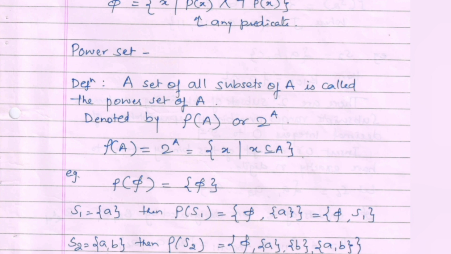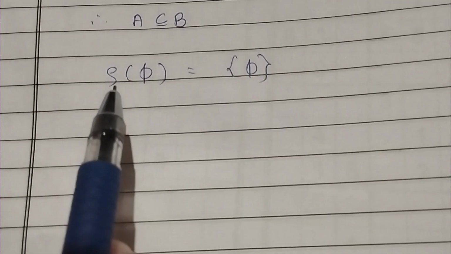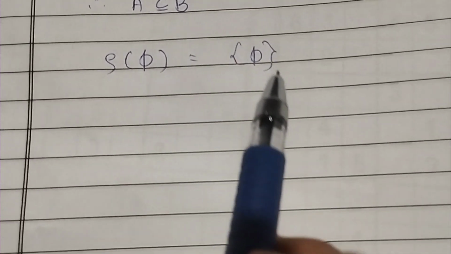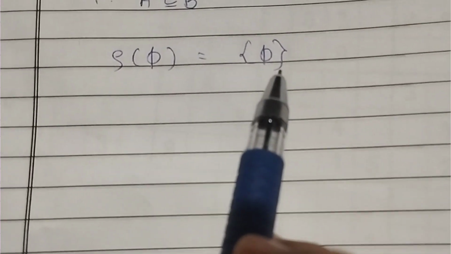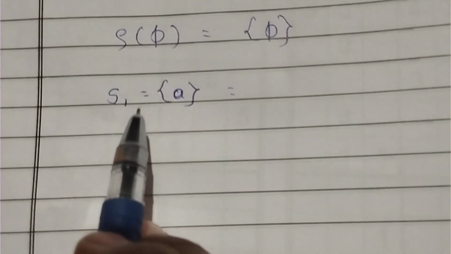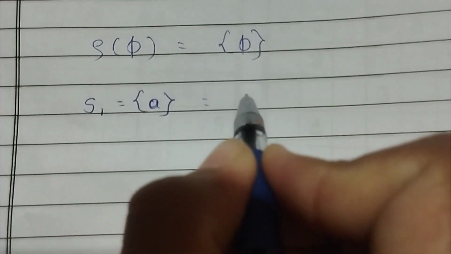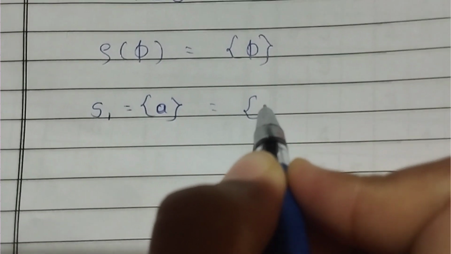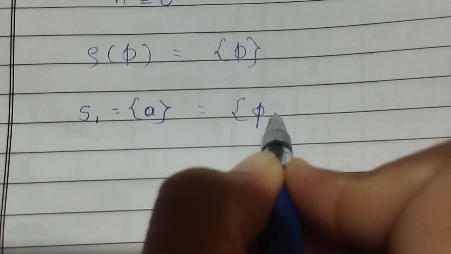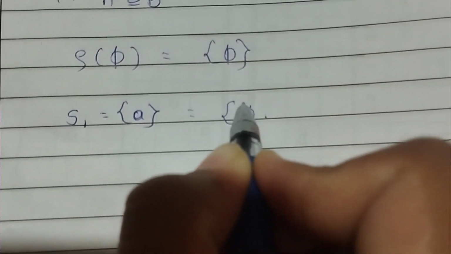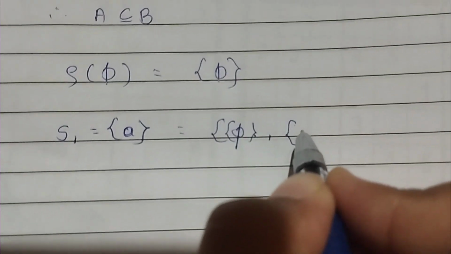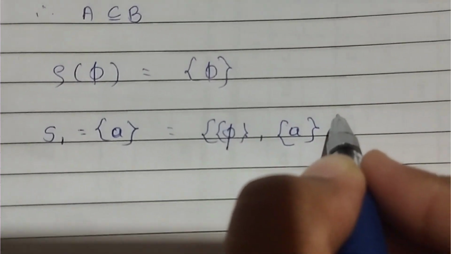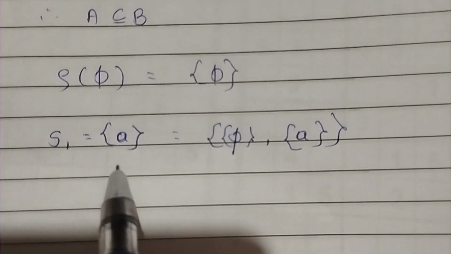The power set of the empty set is also empty. So the power of the empty set is empty, meaning ρ(φ) is also φ, because the empty set has no single element. Next, S1 is the power set of {A}. So first, every set has φ as a subset. Then the other is {A}. So this is the power set S1.